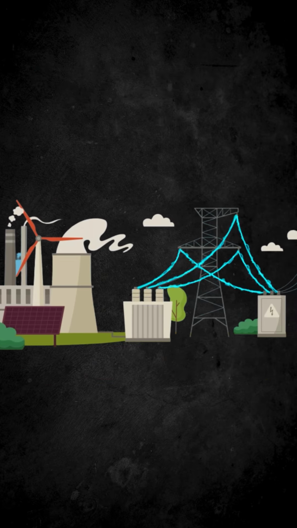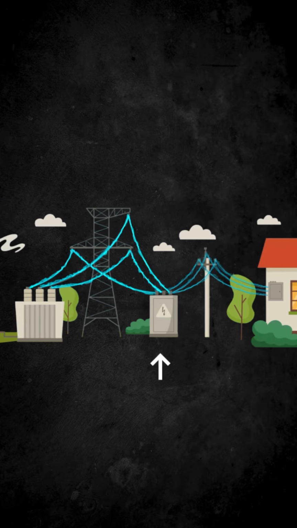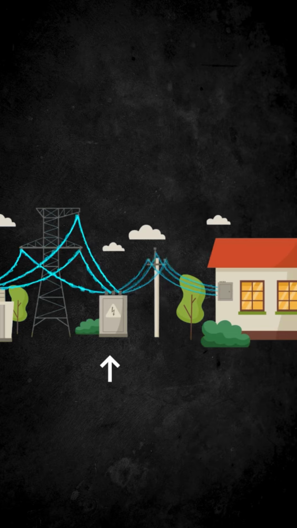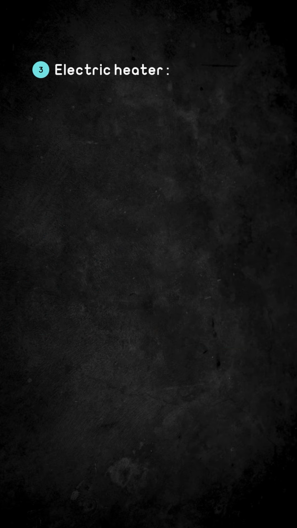Then, when the electricity reaches residential areas, we do a step down for the voltage. We lower it in the transformer and bring it close to the voltage used in residences, which is usually in the hundreds of volts. The third point, let's talk about heaters.